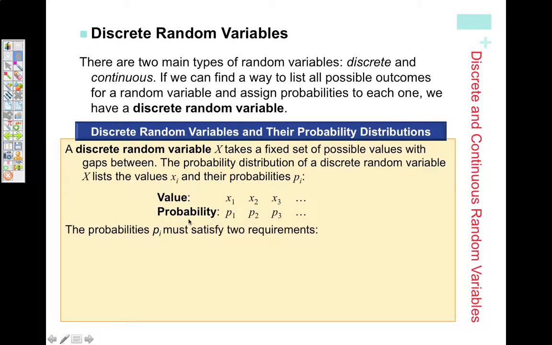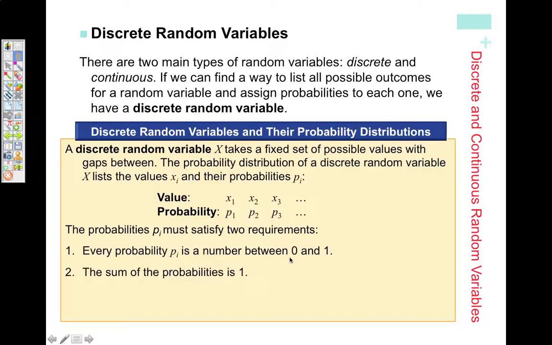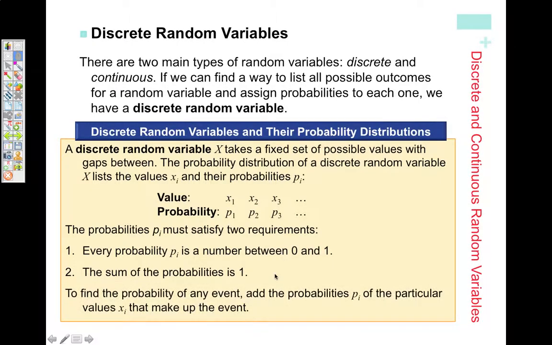The probabilities must satisfy 2 requirements, and this shouldn't be anything new for us. Every probability must be between 0 and 1, and the sum of the probabilities has to be 1. We saw that in the previous section about probability. To find the probability of any event, we simply add the probabilities of all the different x's that make up the event.